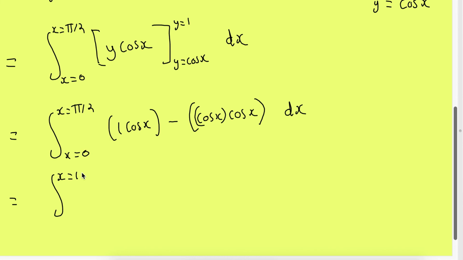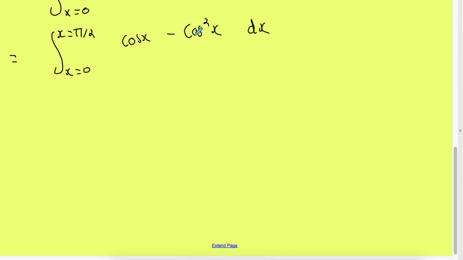So x equals pi by 2, x equals 0, so I've got cos x take away cos squared x dx. And notice I've only got x's now, I don't have any y's or anything, so I know that my change in order of integrations actually helped me. Now, this is the thing you've got to watch, and this is what happens in these types of questions. There's normally a bit of trig identity work involved, or sometimes there's integration by parts or integration by substitution involved. So this is going to be one with a trig identity involved. So this here, I can't integrate at the moment.